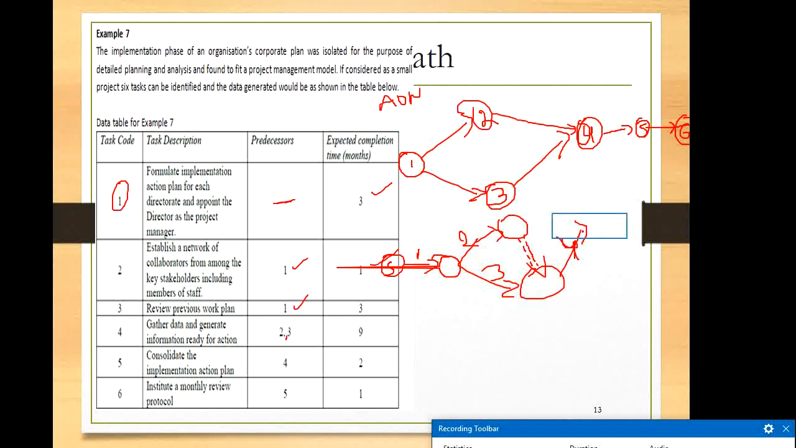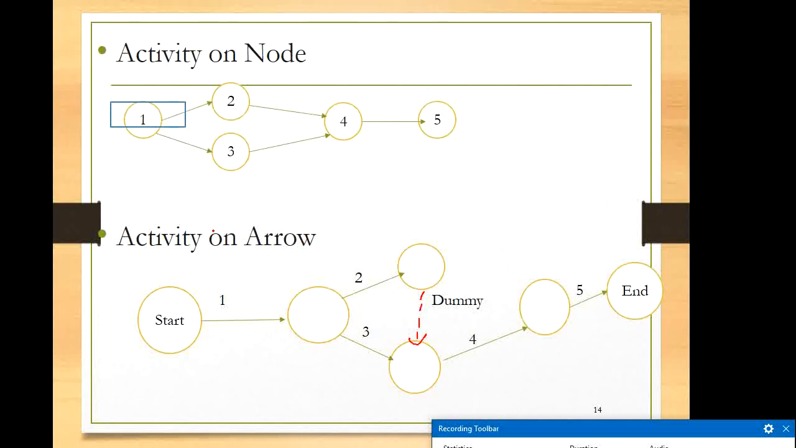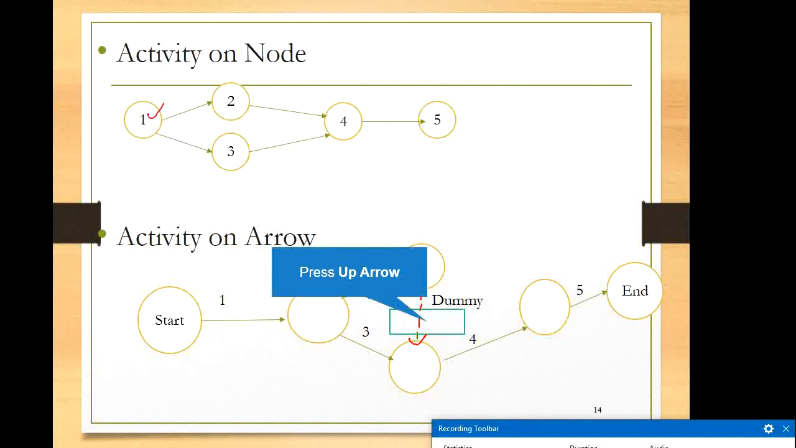From 4, 5. Draw a node here, then from 5, 6. This is a finish time, finishing the project. This way we can draw the network for any information given or any project given to us. You can see here activity on node, activity 1, 2, 3, that is activity 1 should be finished. The same for the previous example.